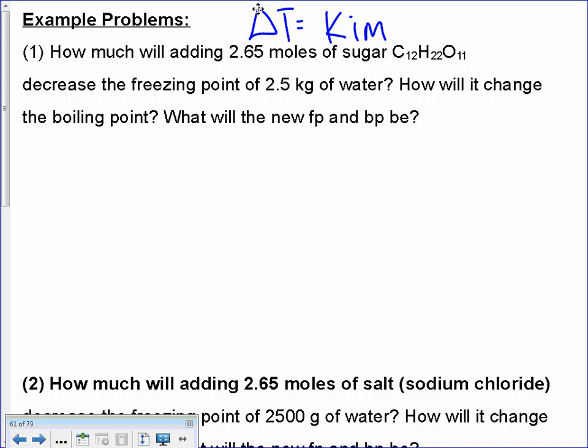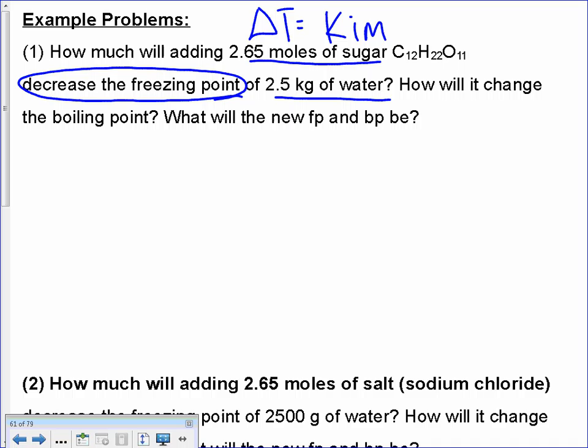Okay, so question. How much will adding 6.25 moles of sugar decrease the freezing point of 2.5 kilograms of water? So far, this is the only thing I feel is important. Decrease the freezing point, though. What does that phrase refer to? What is this unit looking for? Well, what depression means is to lower, right? Which means to change. Delta T. So this is asking the question, what's the delta T?